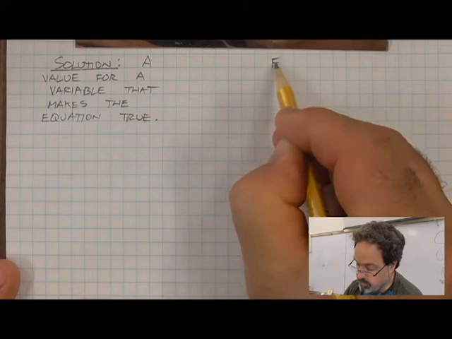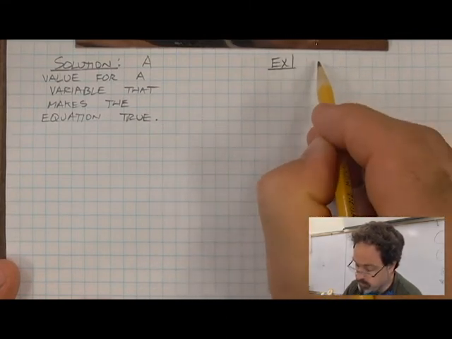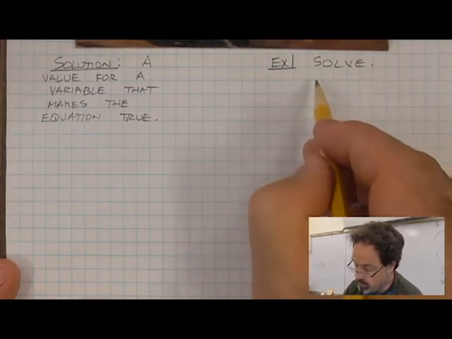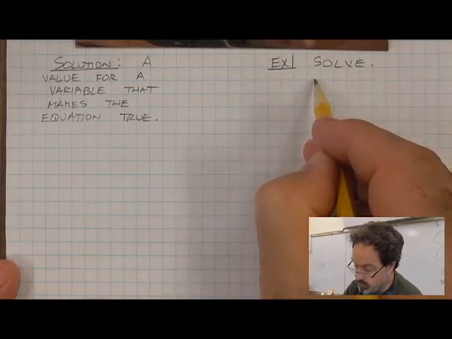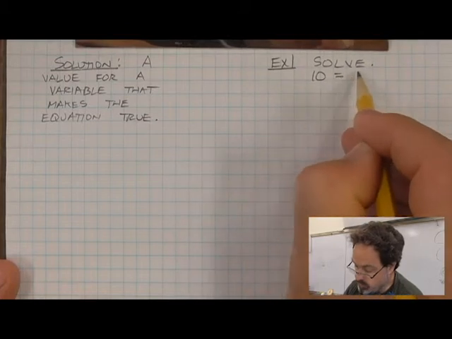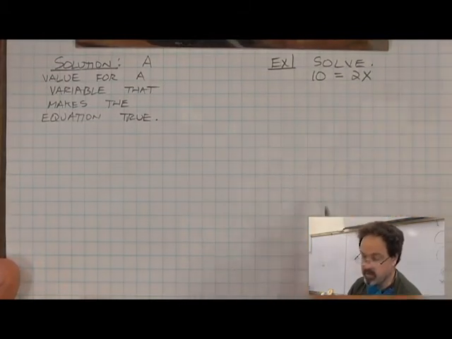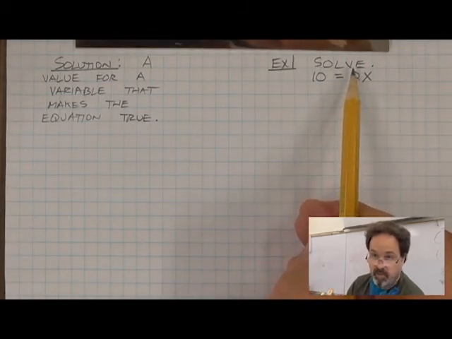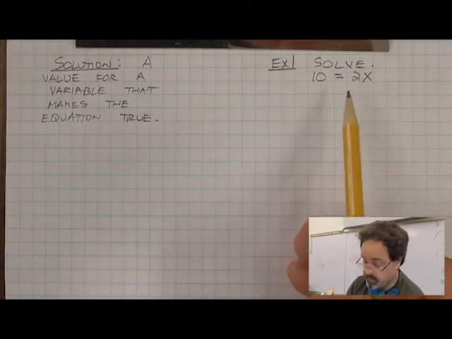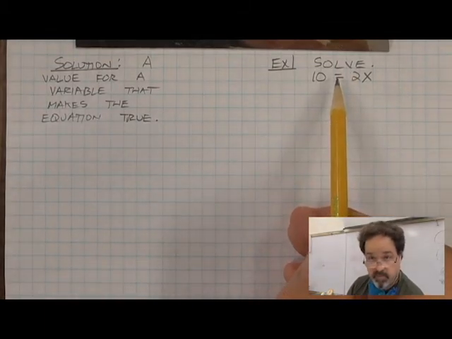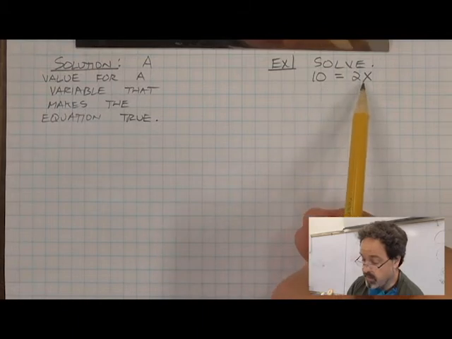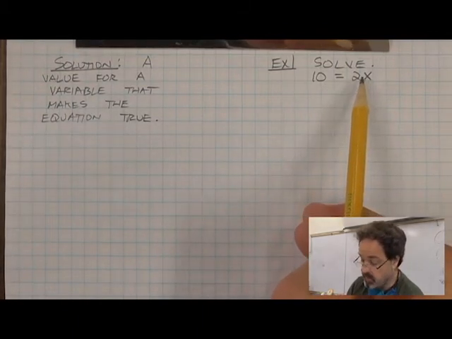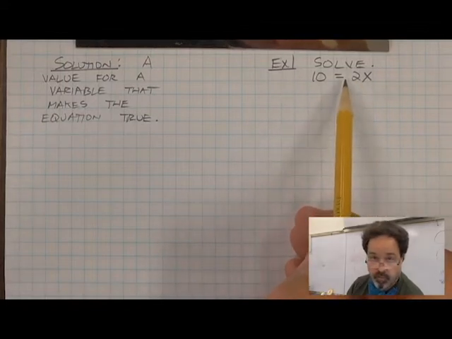Let's give an example. We could be asked to solve, and what would we be asked to solve? Maybe an equation like 10 is equal to 2 times x. Now it's understandable that when asked to solve, many people think produce an answer. But solve means something precise and specific. It means to find a value for the variable, in this case x, that makes the overall equation true.